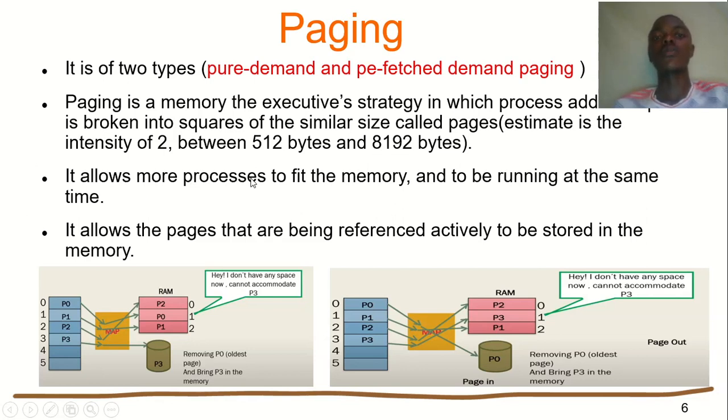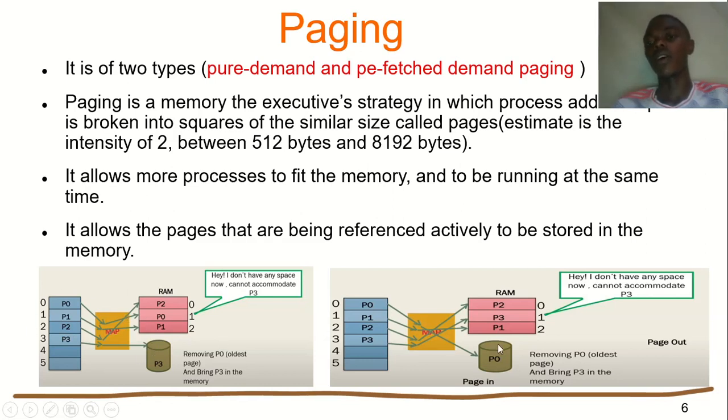It allows processes to fit the memory and to be running at the same time. It allows the pages that are being referenced actively to be stored in the memory. These diagrams show you, as I said in the previous slide, this one is mapping to the virtual memory in this container, and this is the physical memory. So when a request comes, the way I explained it in the other slide, it is the same way here.